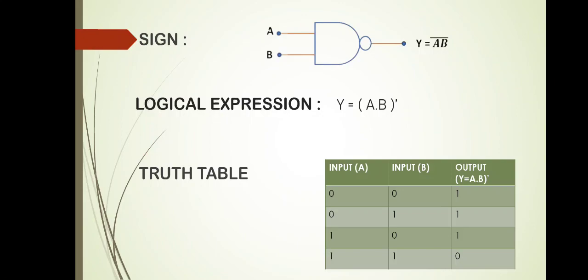Here we can see the circuit diagram of the NAND gate, and its mathematical expression explains that y is equal to a dot b whole complement, where y is obviously the output. Here we can see the truth table, which explains that the output of the NAND gate is just the complement of the AND gate.